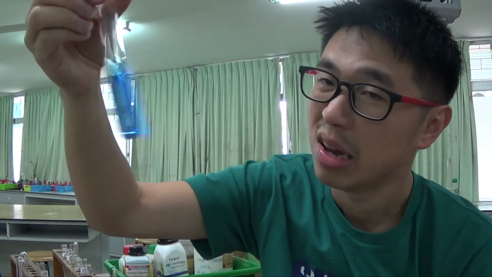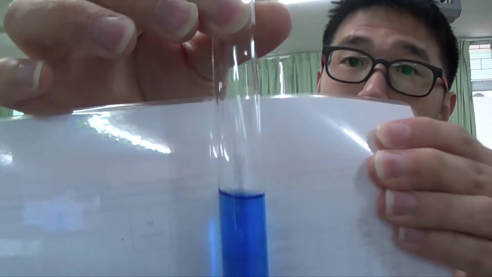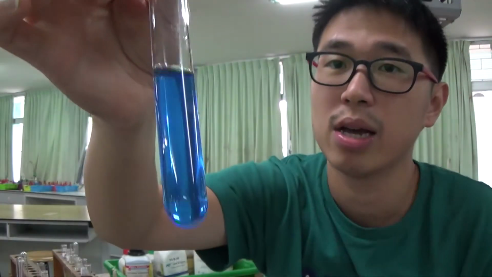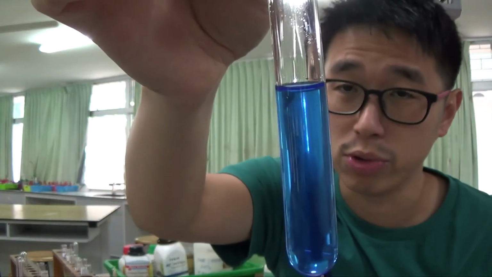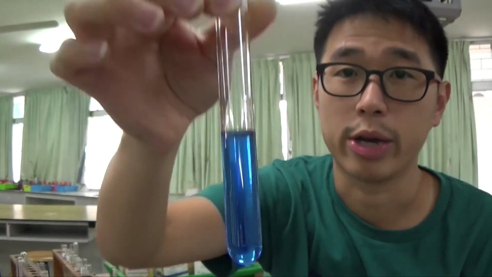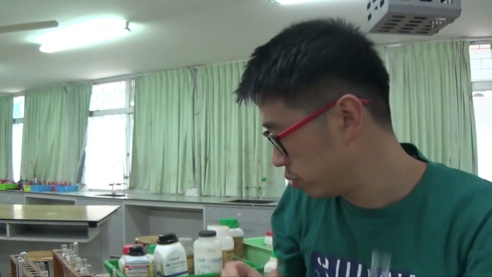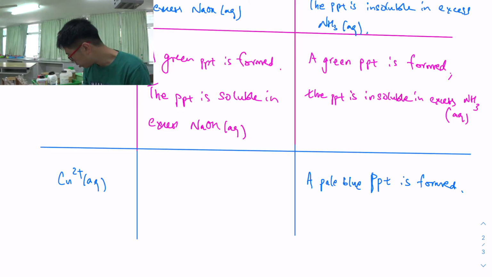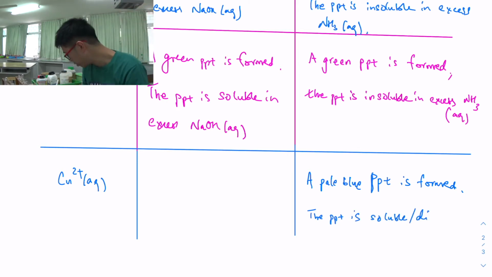It's not very clear, but it is clear that it's no longer the pale blue precipitate. It is now a dark blue solution. This is what they call a dark blue, or you can call this deep blue solution. So the precipitate dissolves in excess ammonia. Okay, the precipitate is soluble, or you can say, dissolves in excess NH3 aqueous.